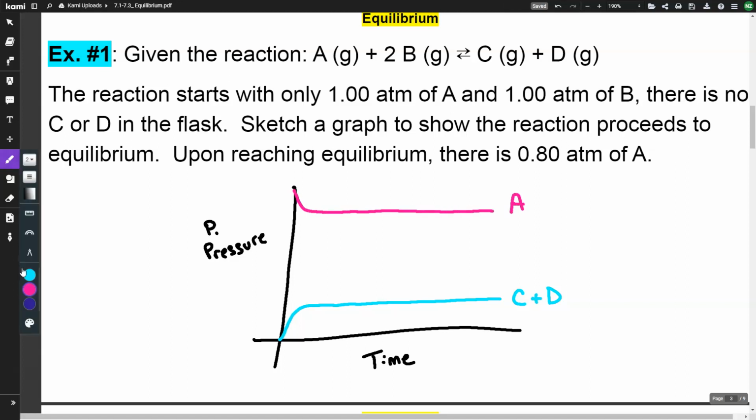Now I want to point out that B has a 2 in front of it. It's the only piece in the reaction that has a coefficient. So that means that B is going to be used up twice as fast. So it might look something like that. Okay, so B with that coefficient, it's going to be used up twice as fast. And we represented that in our graph by making its line go down twice as fast as A. The rate of B is going down twice as fast as A.